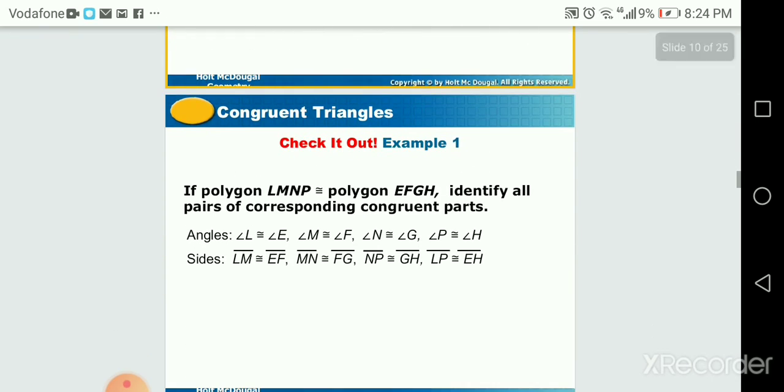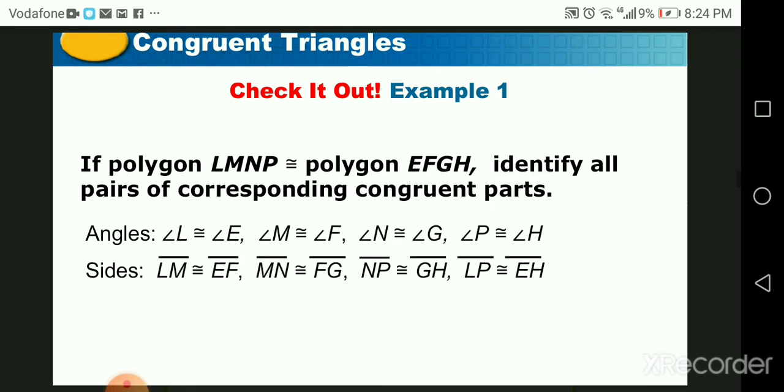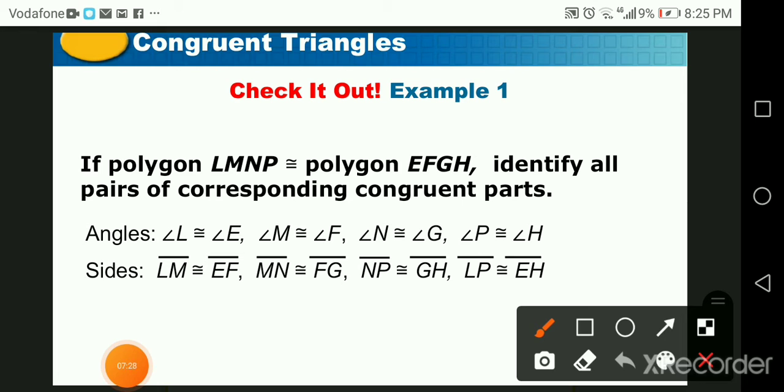What about this example? If polygon LMNP is congruent to polygon EFGH, identify all pairs of corresponding congruent parts. Is it easy? The same idea. Angle L with angle E, angle M with angle F, angle N with angle G, angle P with angle H. Okay, guys, and here also the segments LM, EF, NP, GH.